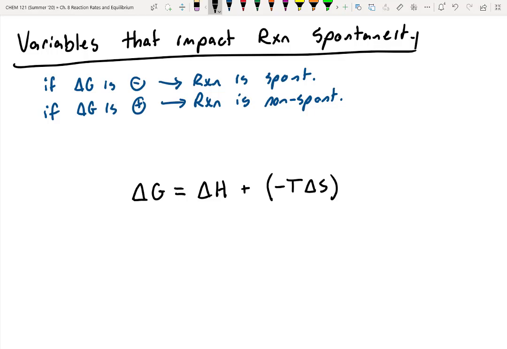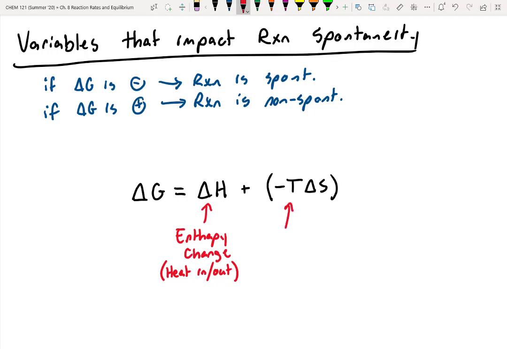So let's quickly identify each of these terms. So this is the enthalpy change. And what this is, it is heat in or out. So it's really asking, is the reaction endothermic, meaning are we putting heat in, or is it exothermic? Are we getting heat out of the reaction? That's a kind of simple way of viewing enthalpy. There's a little bit more to it, but that's a simple way of viewing it.